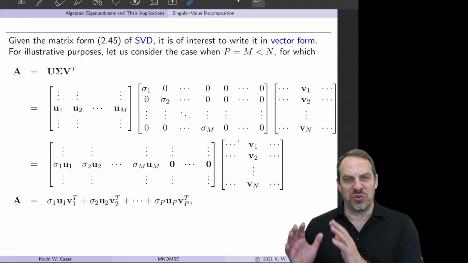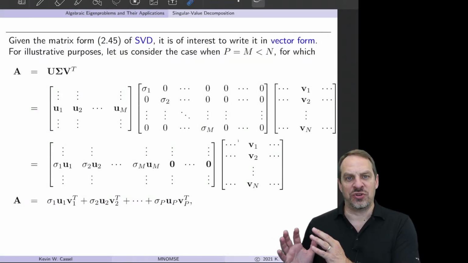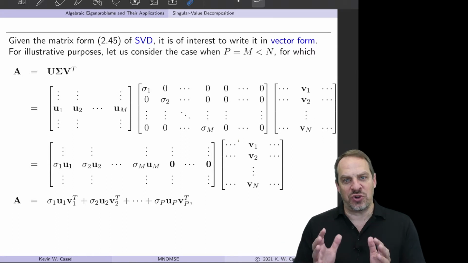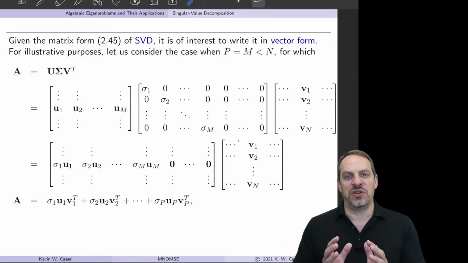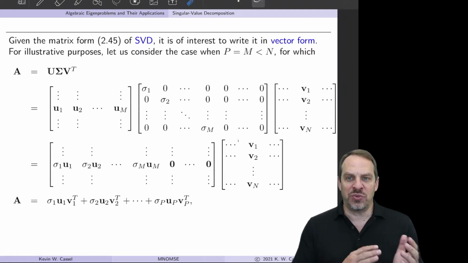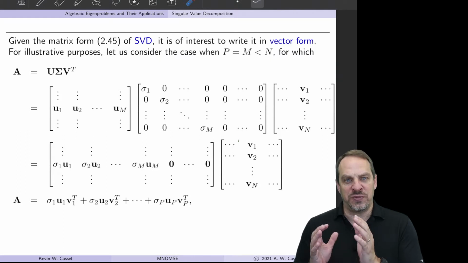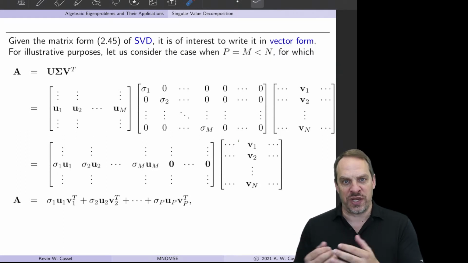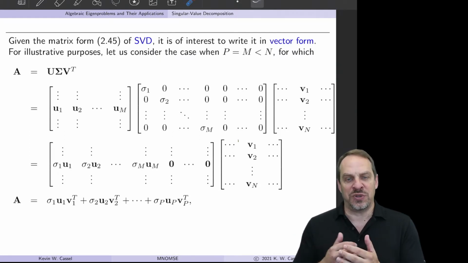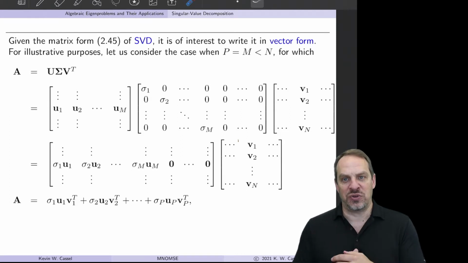In the last two videos, we motivated the singular value decomposition, or SVD, and then we showed how we can actually get the singular value decomposition of a general matrix A. We did an example, and now we want to look at it from a vector point of view. If you remember from the previous video, we framed singular value decomposition in the usual way as U times sigma times V transpose, as this matrix product, matrix factorization.